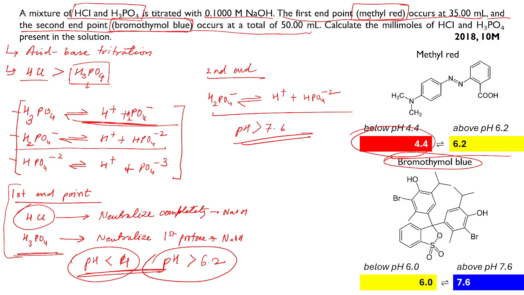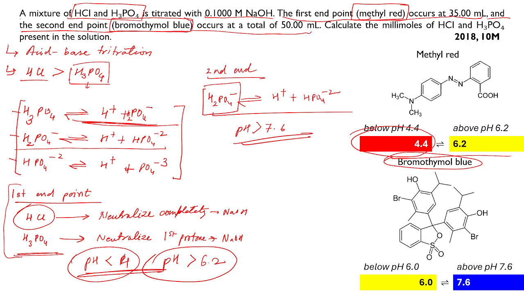And after that, for the second endpoint, only the remaining H₂PO₄⁻ is going to dissociate into a proton. This will be indicated by a change from yellow to blue color, which is indicated by bromothymol blue. So I think up to this point you will understand what the first endpoint means and why methyl red is used, and what the second endpoint means and why bromothymol blue is used.